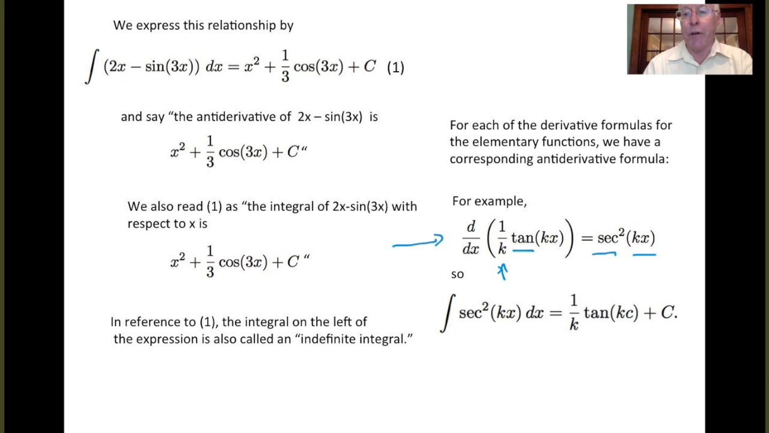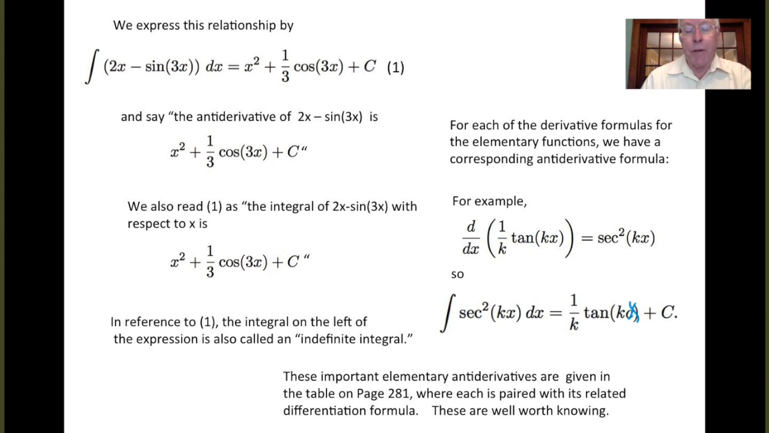Anytime we have a differentiation formula, we have an antiderivative formula, so we can rewrite this relation down here, saying the integral of secant squared kx dx is 1 over k tangent of kx plus C. We can also read this as the antiderivative of secant squared kx is 1 over k tangent kx plus C. These important elementary antiderivatives are given in the table on page 281 of your textbook, where each is paired with its related differentiation formula, and these are well worth knowing.